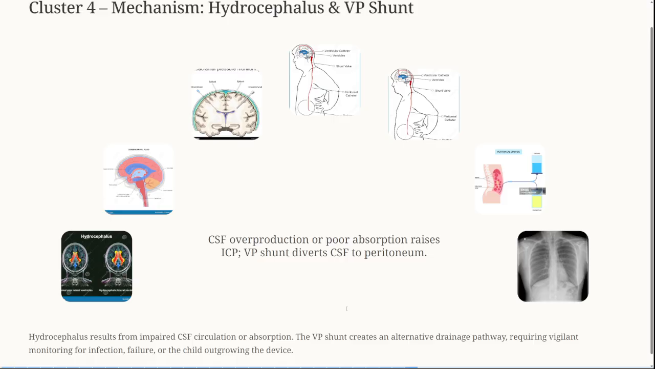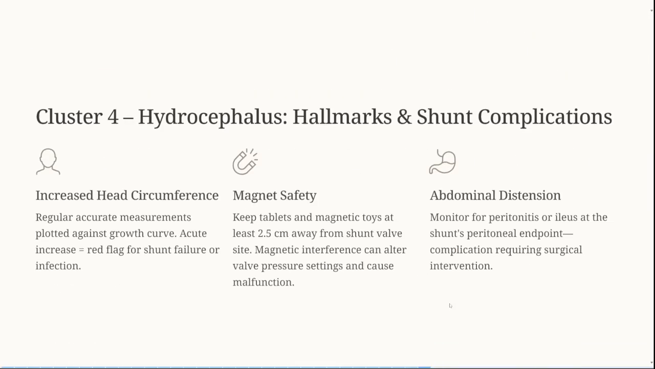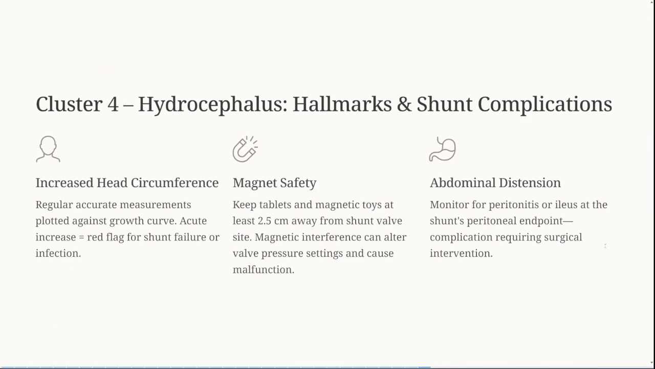So management is meticulous. Very. It's constant monitoring for signs of ICP and, crucially, regular, accurate measurements of the head circumference, which you have to plot against the child's growth curve. And shunt complications are pretty common, right? They are. They're common and recurrent. You can have infection, shunt failure, or the child just simply outgrows the device and needs a revision.